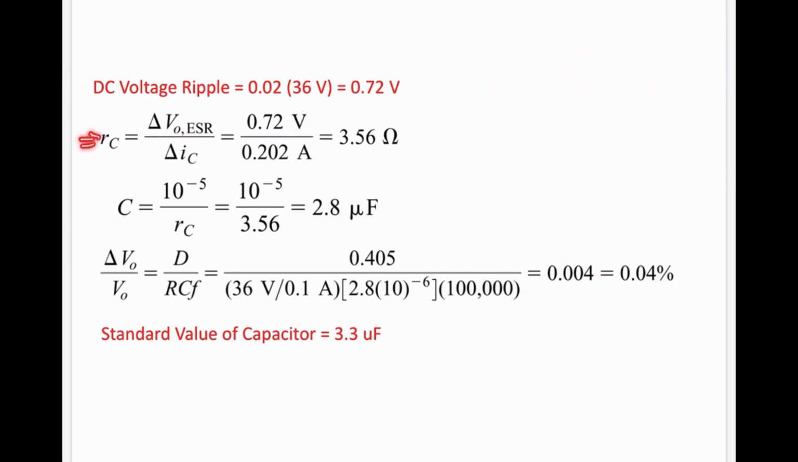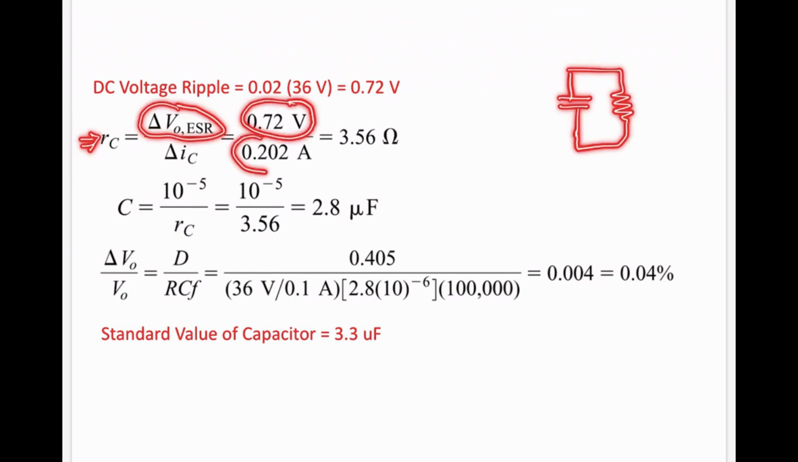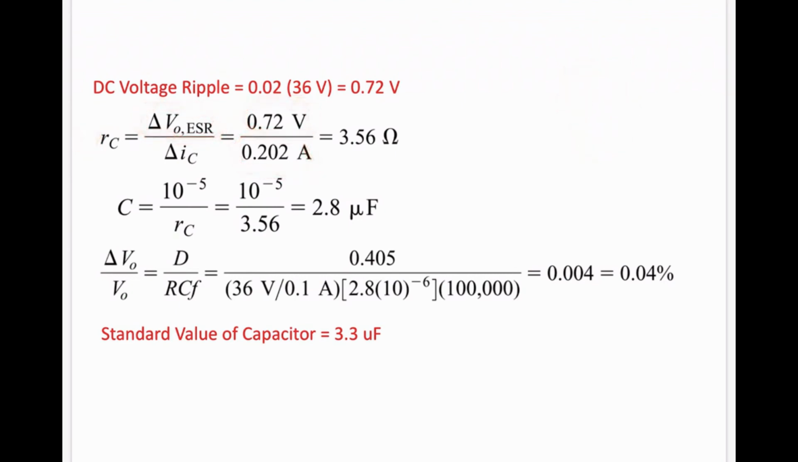Then we can calculate RC. Delta V0 is the voltage across the capacitor, because the capacitor is connected in parallel to the load resistance. So whatever voltage variation is allowed across the load, that is basically the capacitor variation. So 0.72 is the voltage variation across the capacitor, and capacitor current variation is 0.202. So the capacitor effective series resistance is 3.56 ohm. Using this we can find the value of the required capacitance, that comes out to be 2.8 microfarad. So we will select the closest standard value of 3.3 microfarad.